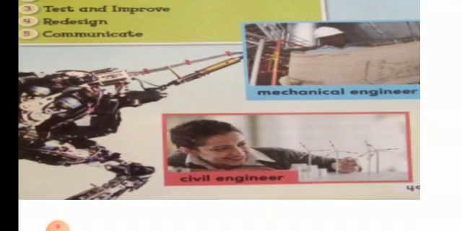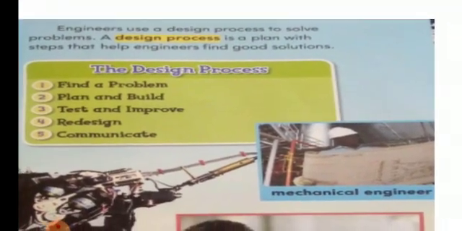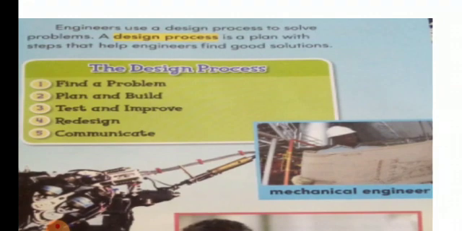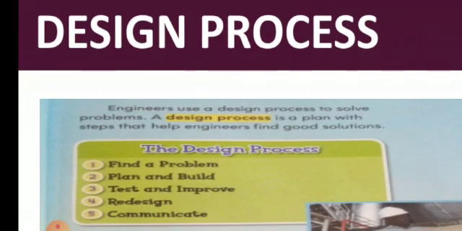And here, this girl is a civil engineer. What do you mean by civil engineers? Civil engineers are those engineers who design the roads and build houses, schools, restaurants and so on. And also we have the mechanical engineer. Mechanical engineers are those engineers who make cars, vans, and trucks and so on.